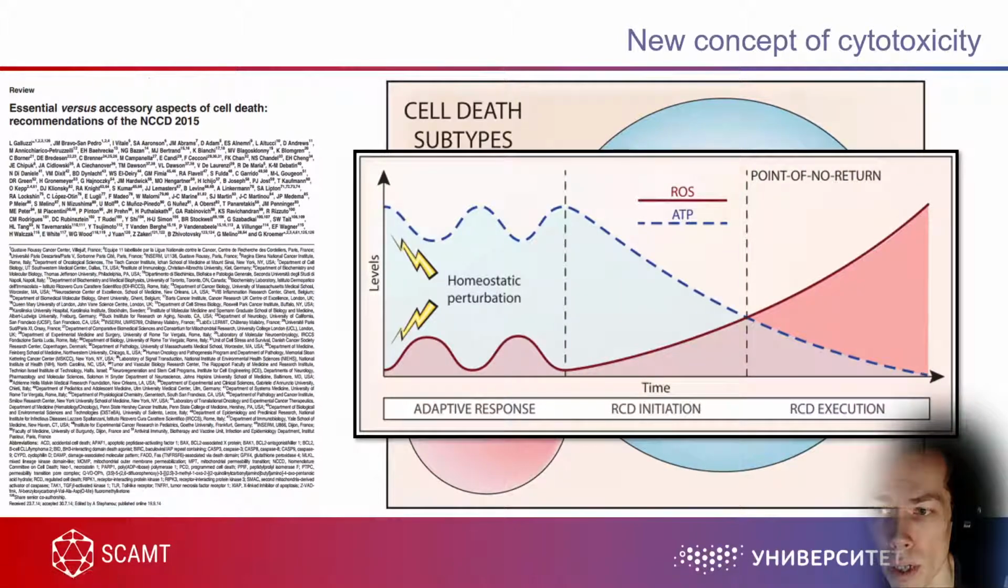And what is the classification of cell death when we are talking about different levels of different compounds? One compound is ATP, and the second compound is reactive oxygen species, and there are some stages of cell death. First is the adaptive response. When you have an increase in ROS in your cells, this increase can be like a sinusoid, and it's the adaptive phase. But after some adaptation, there can be initiation of regulated cell death when the ROS level is increasing and ATP is decreasing.